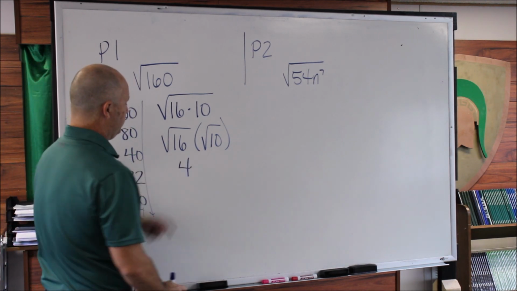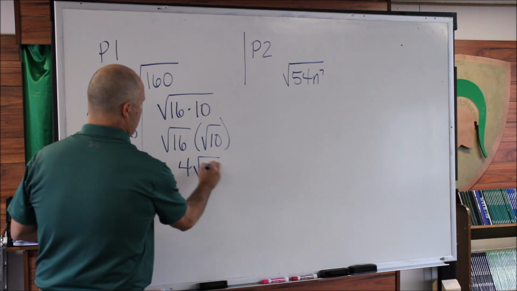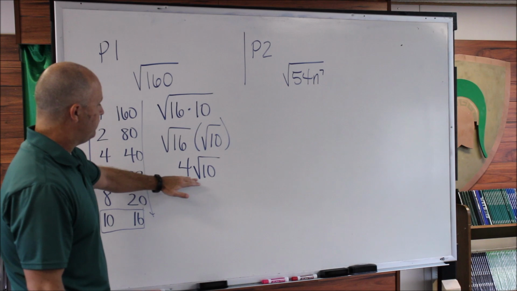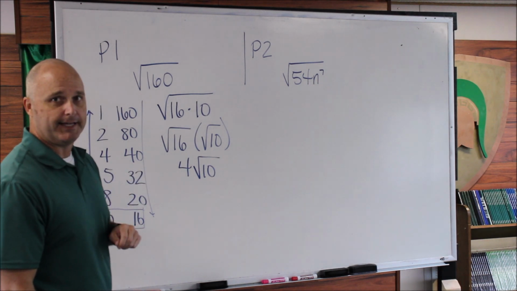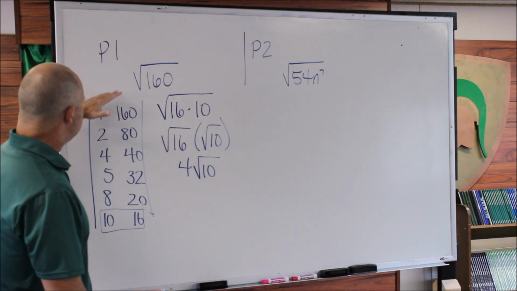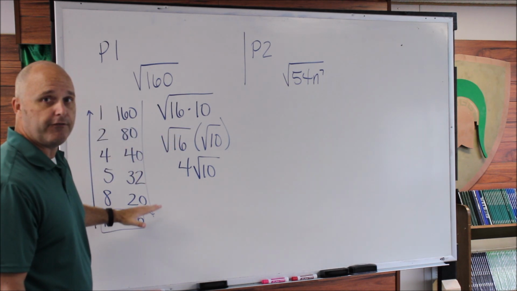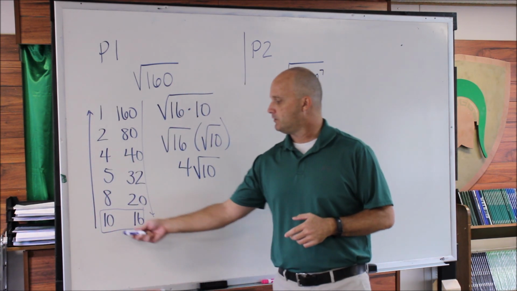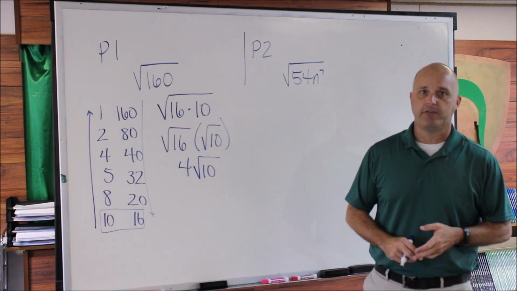And then I'm left with the square root of 10, which cannot be simplified at all. So the simplified form of the square root of 160 is 4 square root of 10. So the important part to this, the very first step, is to take all of those factor pairs and then figure out where you have a perfect square factor. In this case, it was 16 and 10, which allowed me to break this radical down.